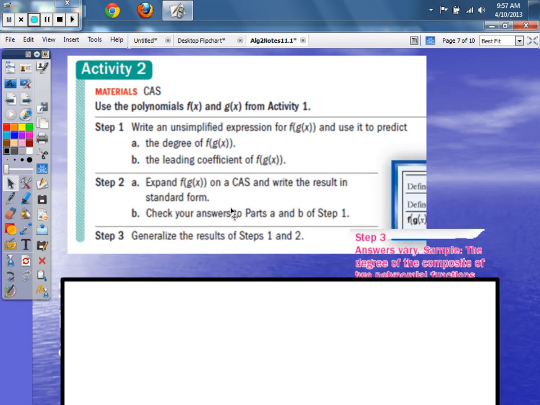Expand it on a calculator. You guys can't do that, so we're not going to do that. Connie can do it, but no one else can.